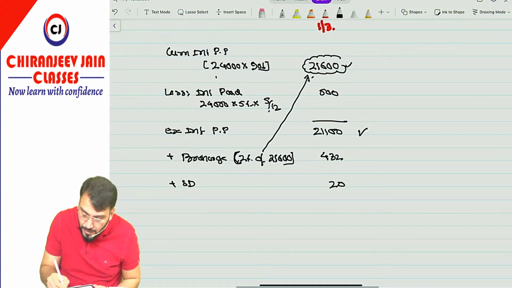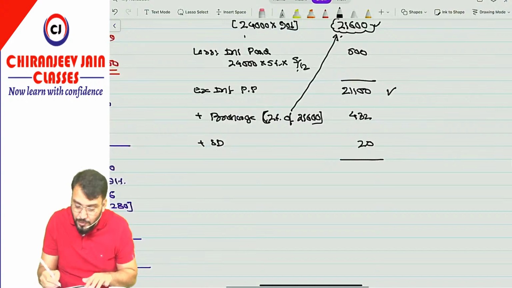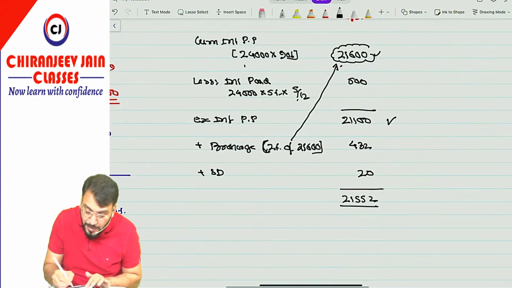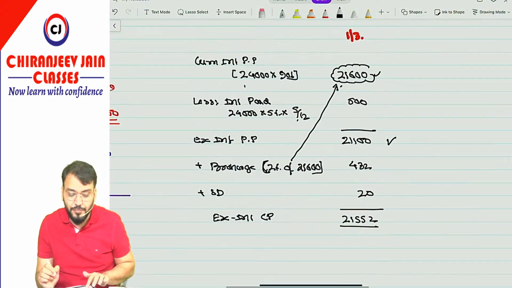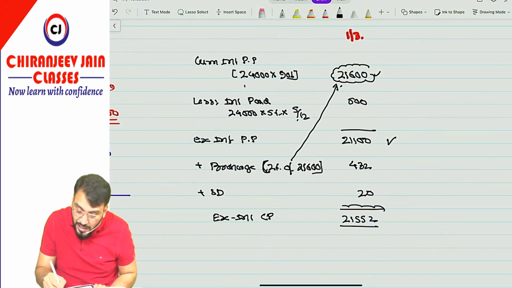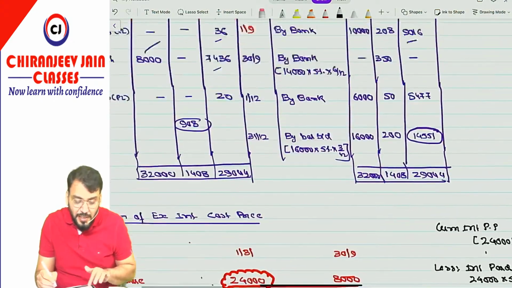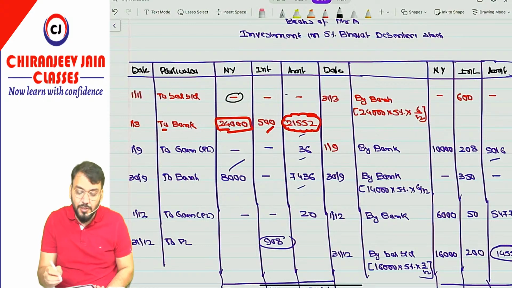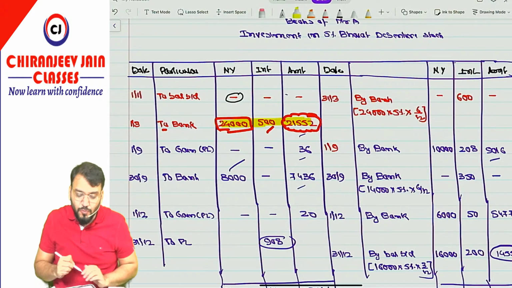Now what is the total? How much does the total become? Total is 21,552. Got this, fine? So this becomes the ex interest cost price. With this we'll do the journal entry, that is investment account debit to bank. You can see we have written that amount only, 21,552. Have you understood this first part? One by one we'll go.